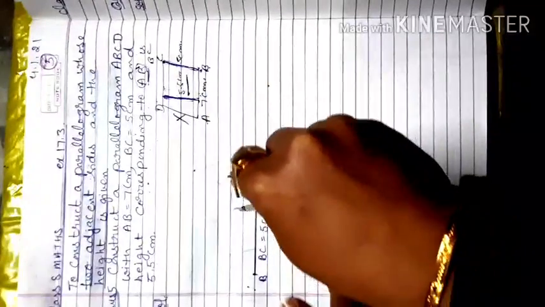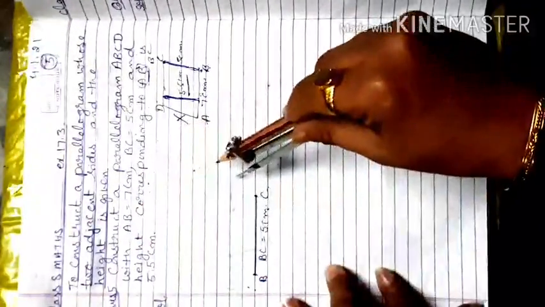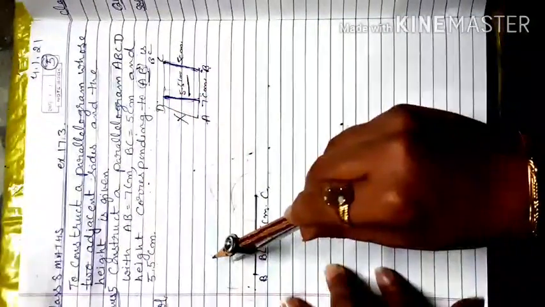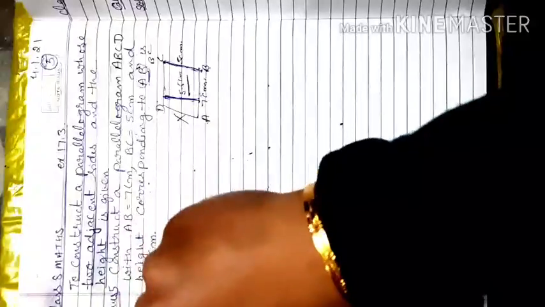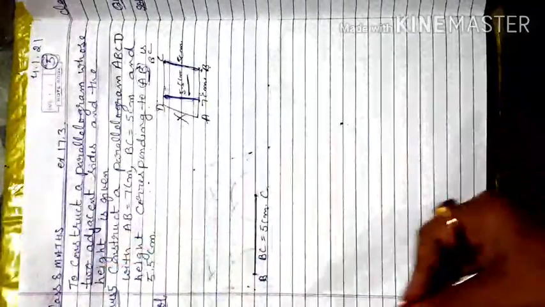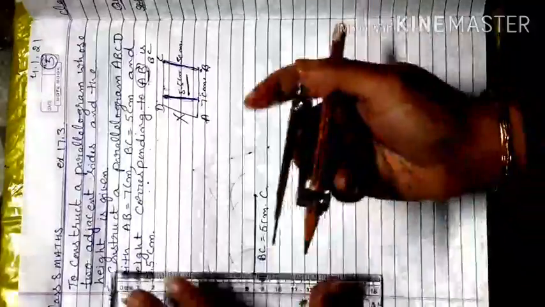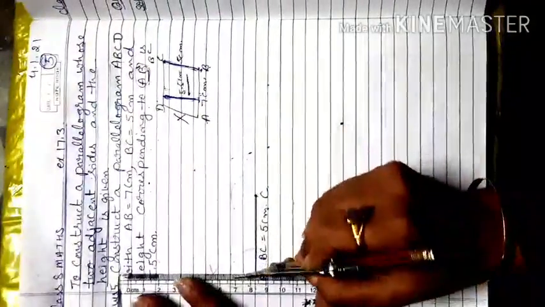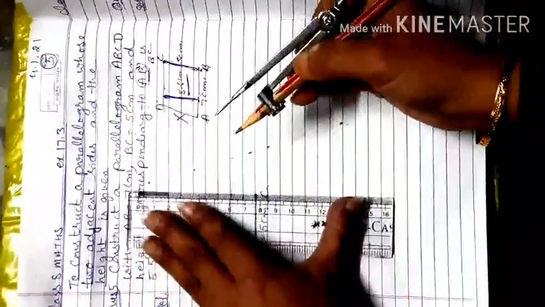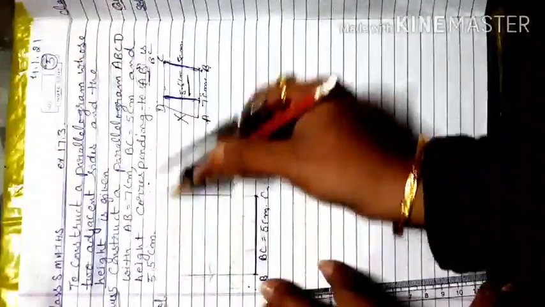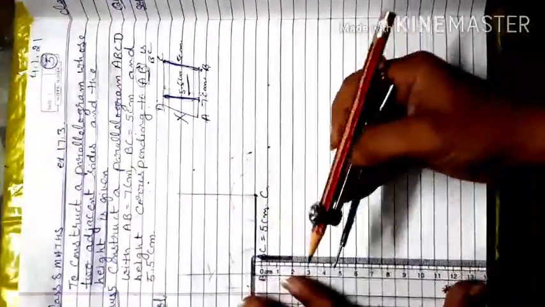If you mark the point here, this is half of 60 and 120. This is the angle bisector, meaning you divide the angle into two equal parts. So this is your 90-degree line. Now the distance between two lines is considered as height, so that is 5.5 centimeter.